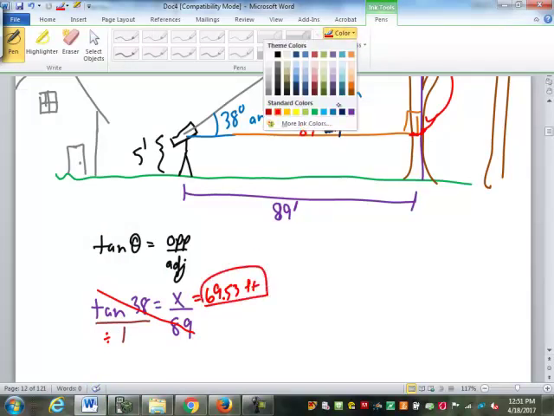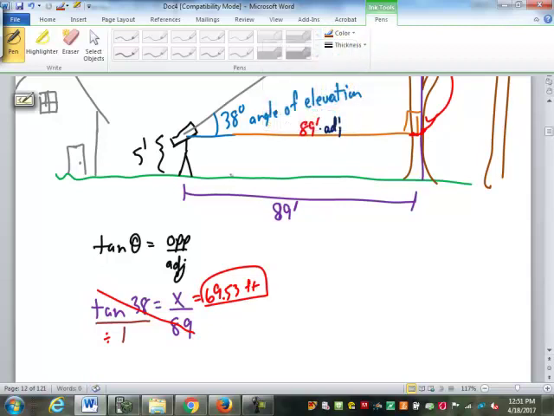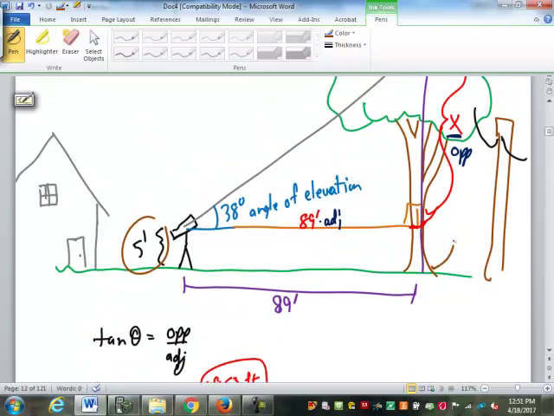Now we have to add 5 to that to get the height of the tree. So the tree has a height of 74.53 feet.